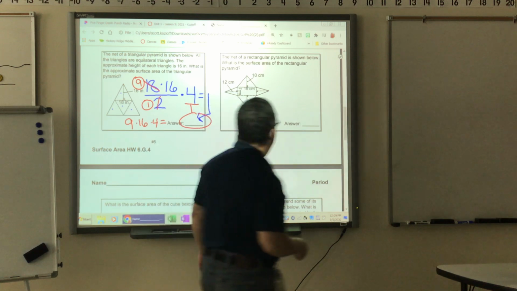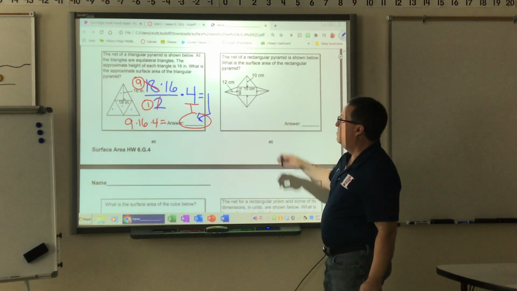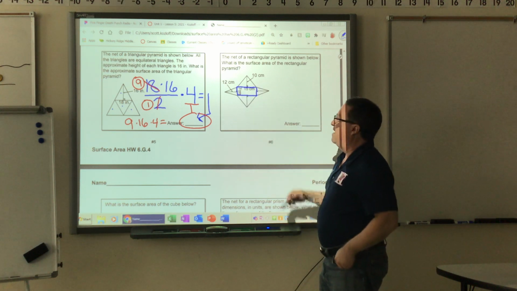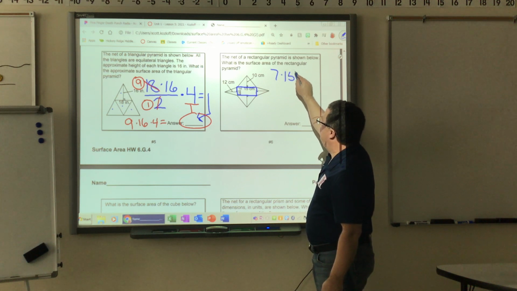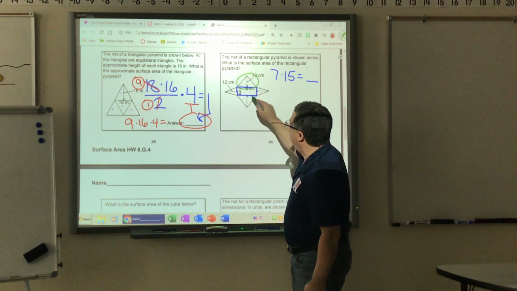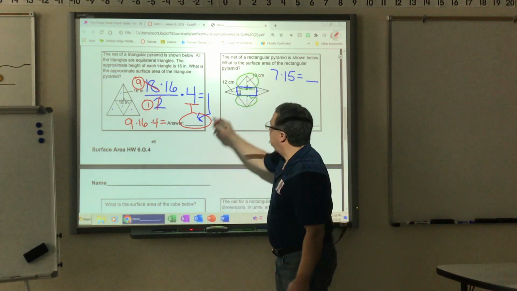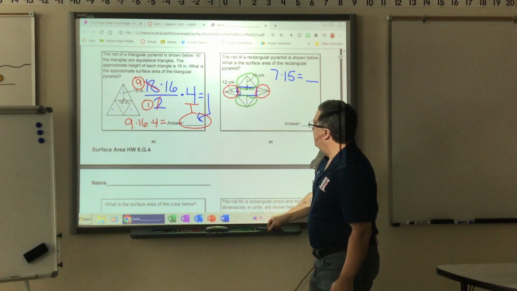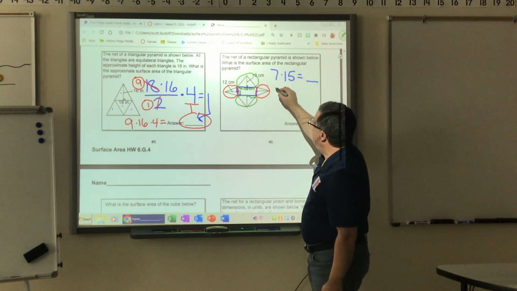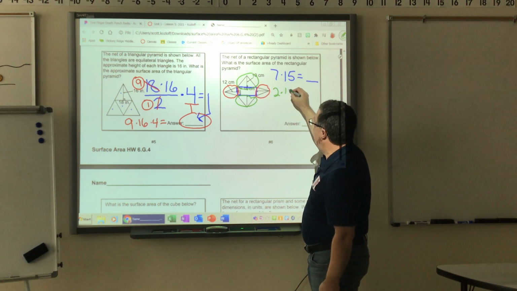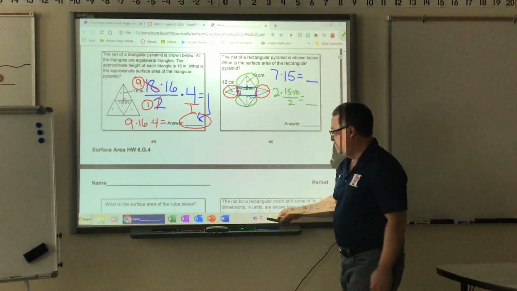Number 6, the net of a rectangular pyramid as shown. First, I'm going to find the interior. The interior rectangle is 7 times 15. Then I have 2 triangles that are alike, and I have 2 other triangles that are alike. So I have to do, first, in green, 2 times 15, which is the base, times 10. 15 times 10 divided by 2, because that's a triangle.